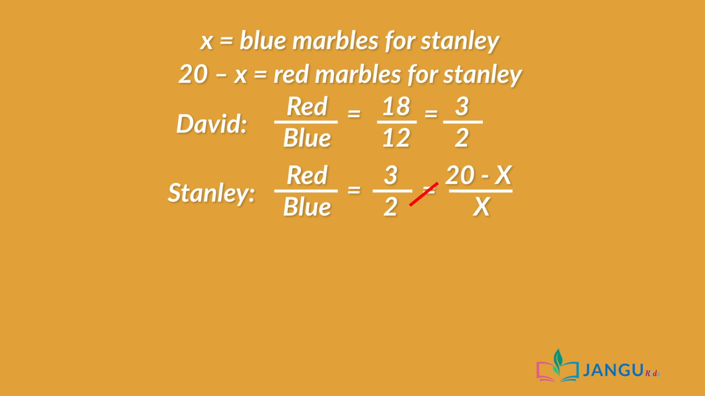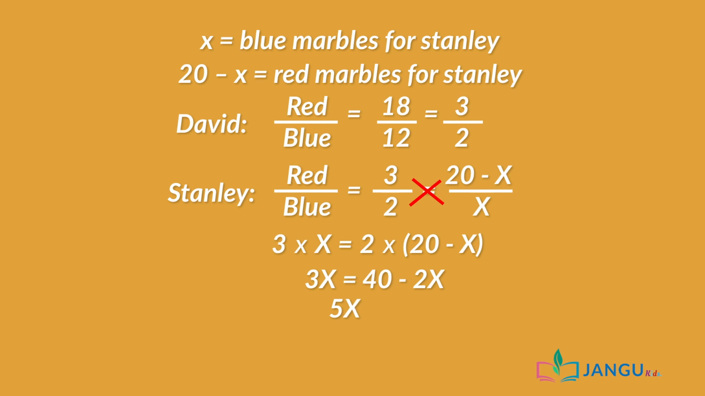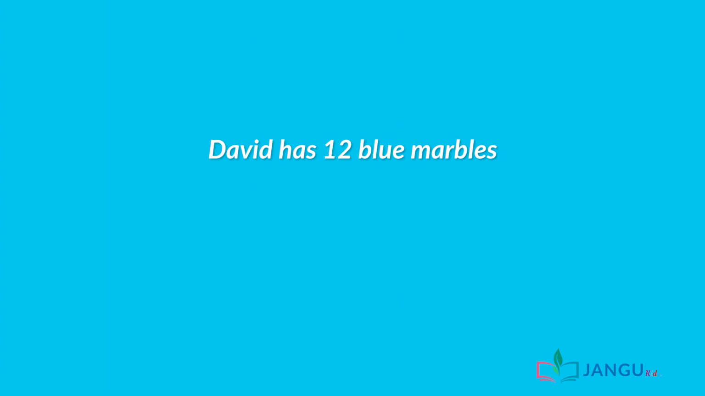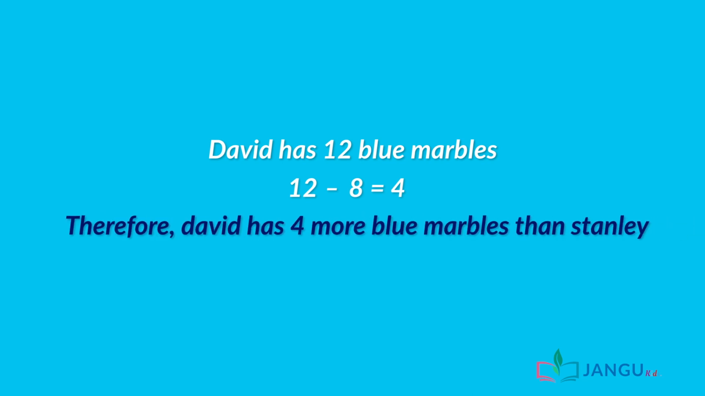For the next step, we cross-multiply. 3 times X equals 2 times (20 minus X). 3X is equal to 40 minus 2X. 5X equals 40. X equals 40 divided by 5, which is equal to 8. David has 12 blue marbles. 12 minus 8 is equal to 4. Therefore, David has 4 more blue marbles than Stanley.